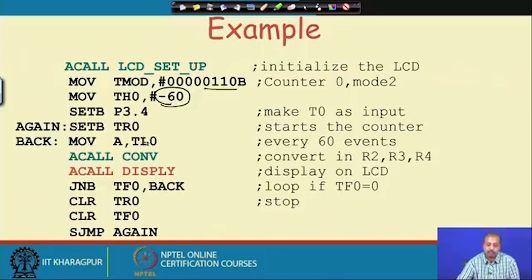If it is not yet over, then the TL0 value will again go to A, and this converter will convert the value into this hour, minute, second display, and this display routine will be called. And when this bit is set, then this TR0 has to be stopped, the timer has to be stopped, and this overflow flag has to be reset. That is done, and it is again going to start that timer. This way we can have a program for this purpose.